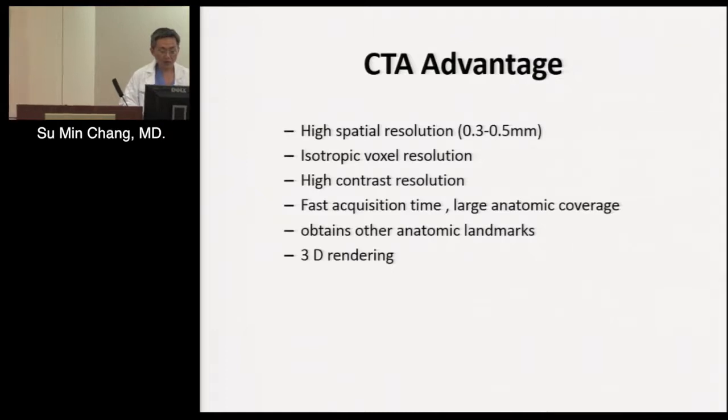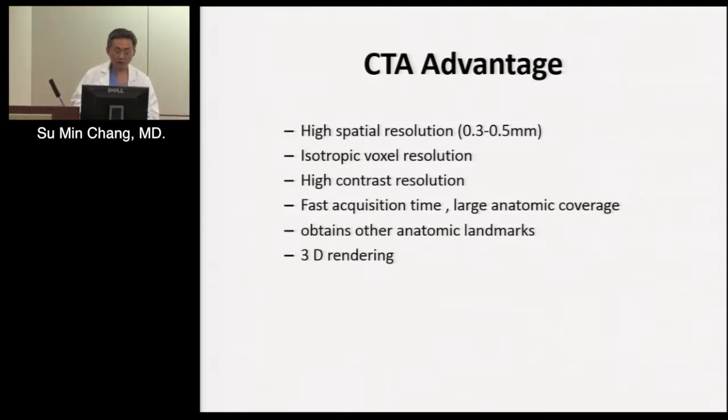The second point is very important. It's called isotropic voxel resolution, meaning the spatial resolution in all three dimensions is exactly the same. Why is that important? It's very important for volume calculation. Since the resolution is the same in all three axes, the image is not distorted. You can manipulate it from any angle you like, and the image will remain representative of the true dimension and shape of the structure you want to look at.